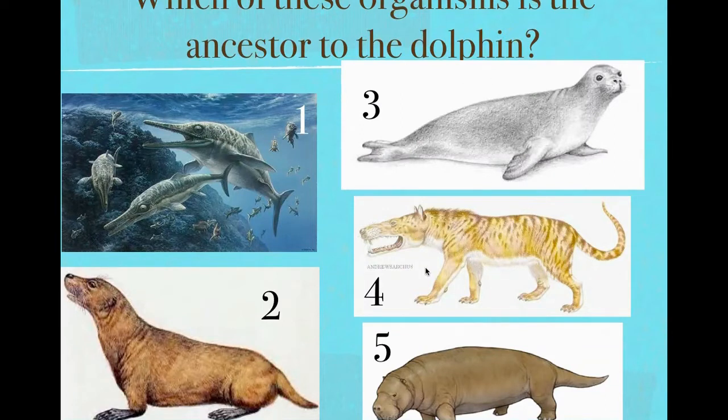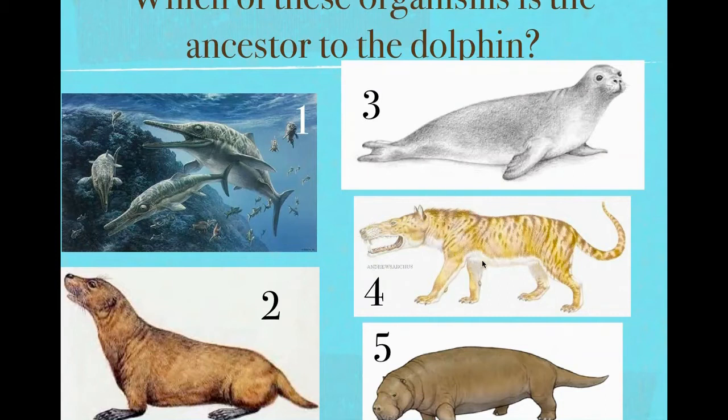This next one, so we got it down to 4 and 5. Andrewsarchus, which looks kind of like a cat and a crocodile had a baby together. It's weird. And then this other one is actually the ancestor of the manatee, number 5 here. So which one is the ancestor of the dolphin? Yeah, number 4.